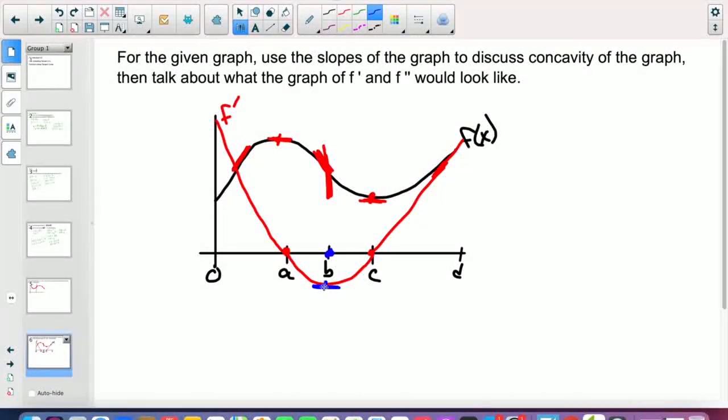To the left of B, look at the slopes of the tangent lines. Looks like they are all negative. So that means to the left of B, all of my values are going to be negative. Look to the right of B. It looks like there, all of my slopes are positive. So to the right of B, my line will be positive, above the x-axis. So my f double prime graph is a straight line. It's linear. Any linear function has a degree of 1.